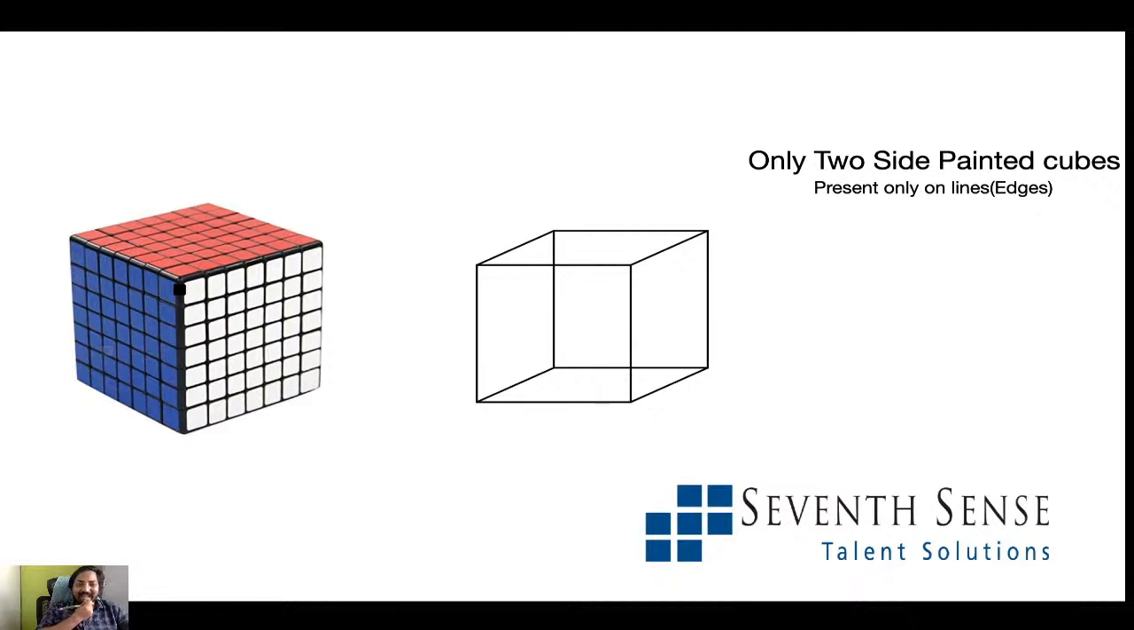Now let's understand. Now you can see this, right? Can you see my mouse? No, you can't see my mouse also.